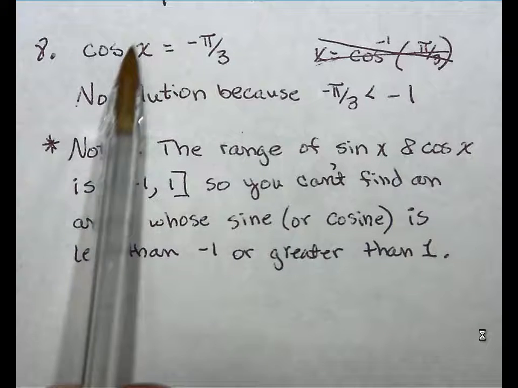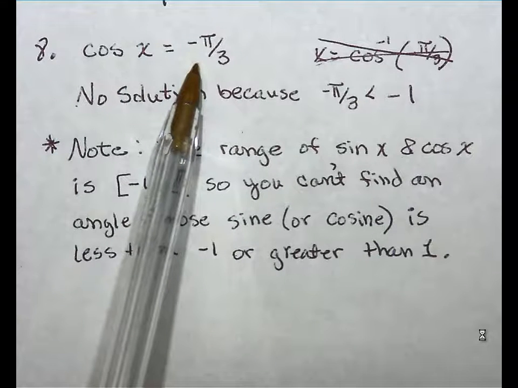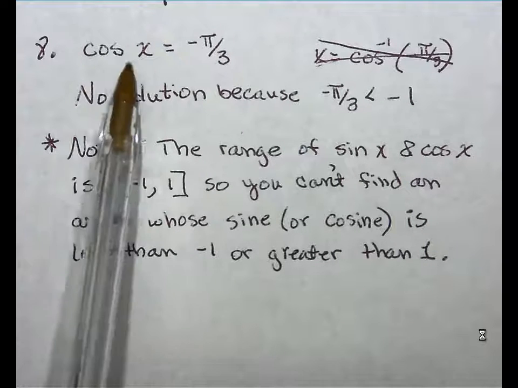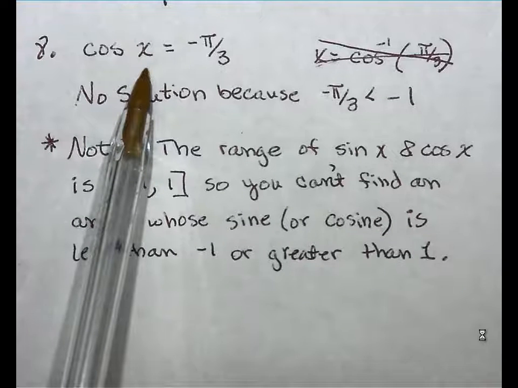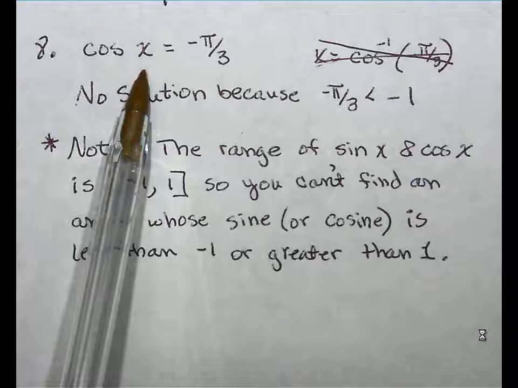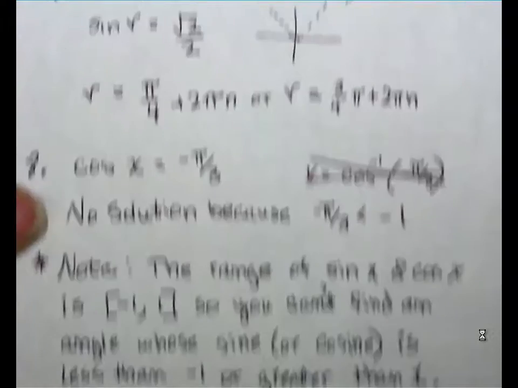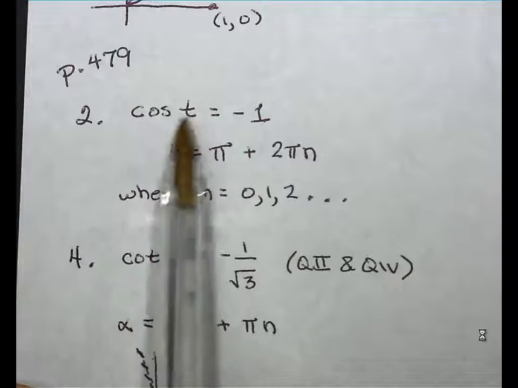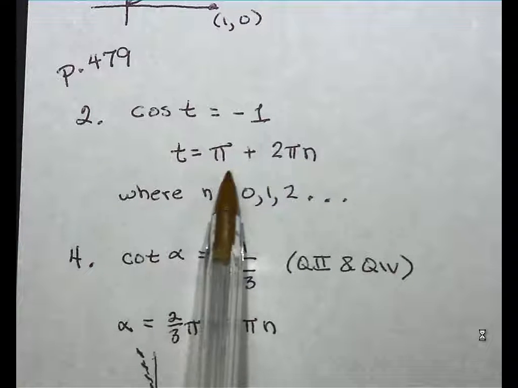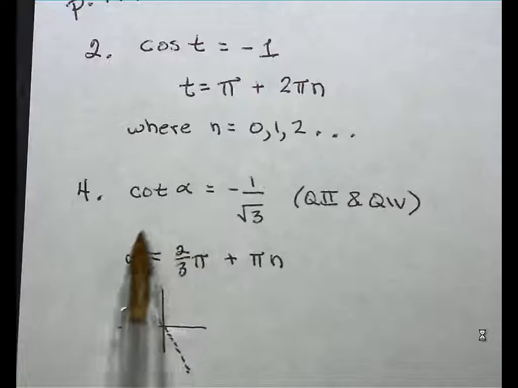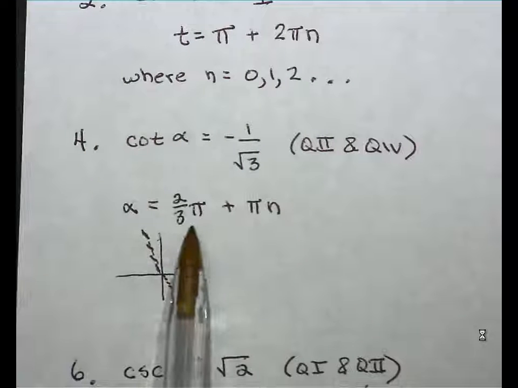Because I was looking for the angle whose cosine was this. Because you take cosine of angles. If I say cosine x, x is an angle. It's some angle on the unit circle. And so I'm looking for the angle whose cosine is that. Just like in number 2, I was looking for the angle whose cosine was negative 1, we found that angle to be pi radians. And in number 4, I was looking for the angle whose cotangent was this, and we found it to be 2/3 pi radians.